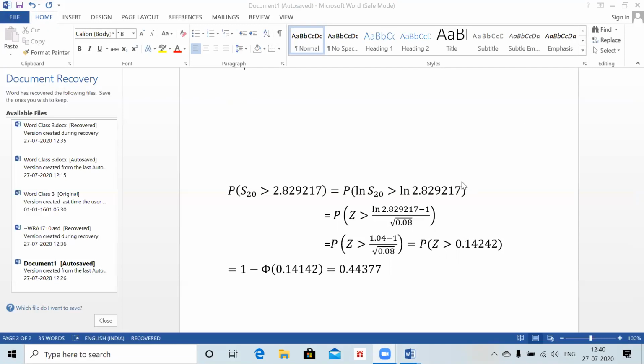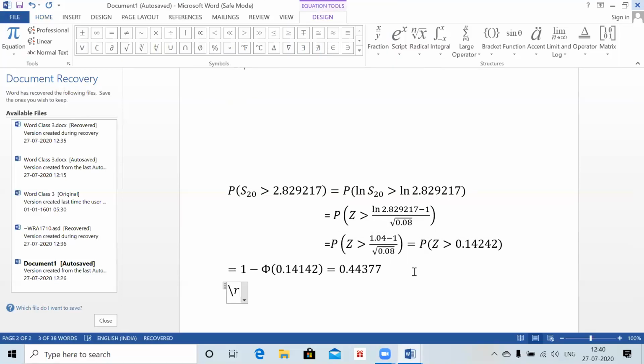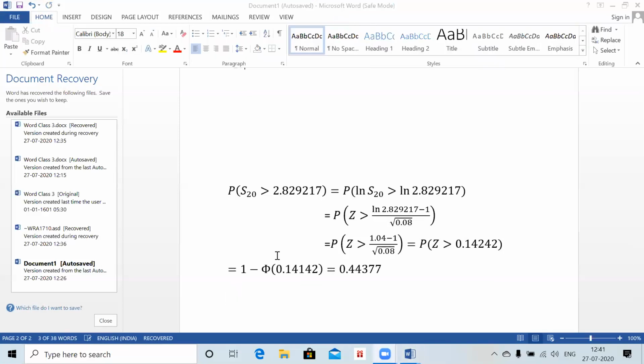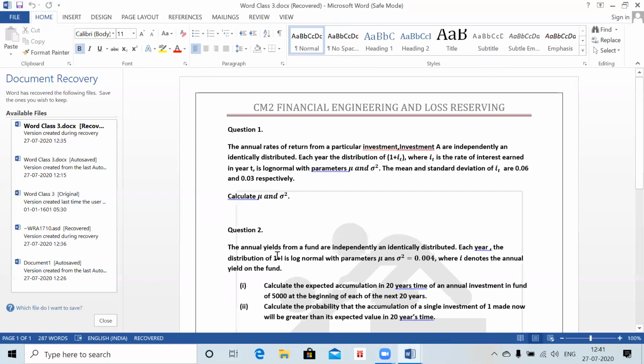Double arrow means implies sign. For the implies sign, use backslash right arrow, capital R. Implies sign. Okay, next.